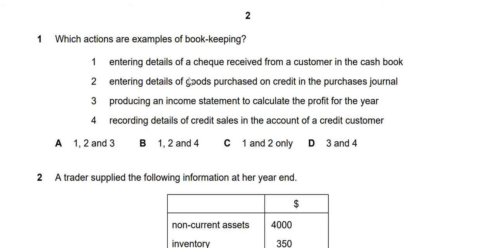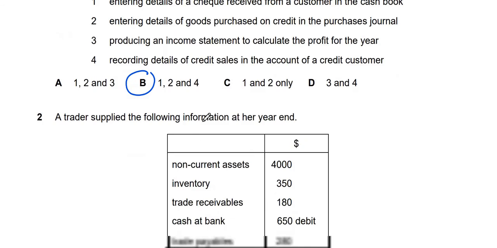So look, what is bookkeeping? Basically, bookkeeping is entering details of goods purchased on credit in the purchases journal. So our answer is going to be B. Entering details of check received from a customer in the cash book, entering details of good purchased on credit in the purchases journal, and recording details of credit sales in the account of credit customer. Alright, so I hope you guys understand this one.